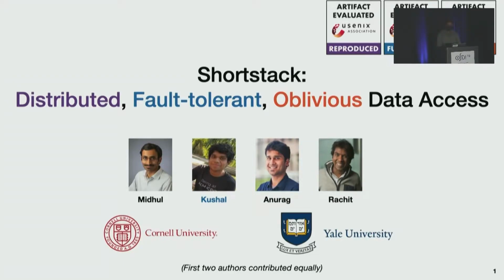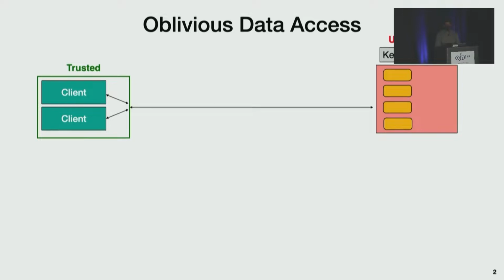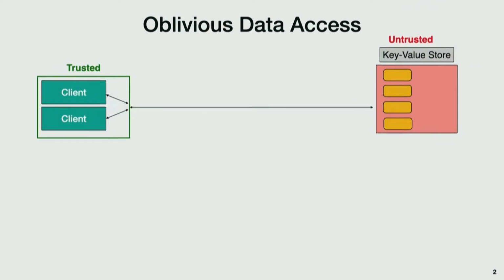Now I'm going to describe what oblivious data access means. Consider the typical scenario where you have a client interacting with the server, which is in an untrusted domain, and the server is running a key value store. The client offloads sensitive data to the key value store, such as medical records or company IP property. The client encrypts the objects it's storing in the key value store such that nobody can observe the contents of those objects.